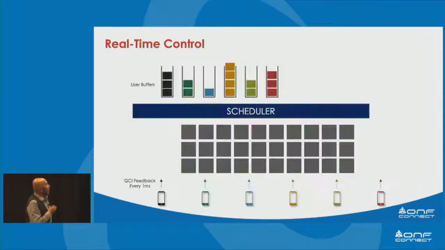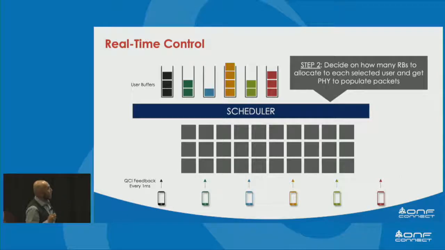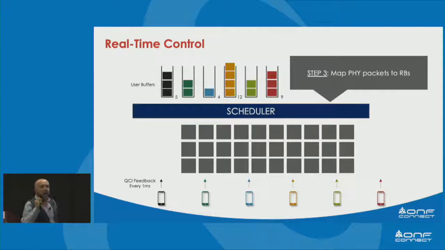So in this setup, let's zero in on the scheduler. The scheduler does a number of things. Number one, it decides which users to serve at a given time. Number two, it decides how much of the spectrum to give to each of the scheduled users. And number three, it basically says, oh, I'm allocating this many resources to this user, but it is exactly these ones I need to allocate.